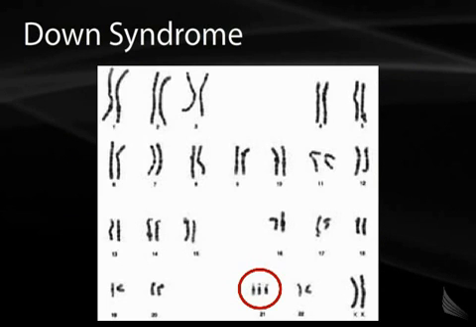Looking at a typical karyotype here, we see at the 21 chromosome section down there, big red circle to mark it out, 3 chromosome 21s, so that's a karyotype for Down syndrome.